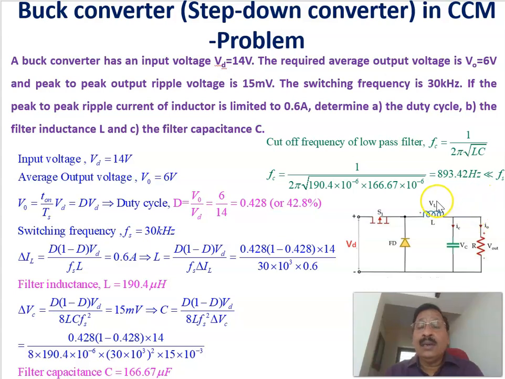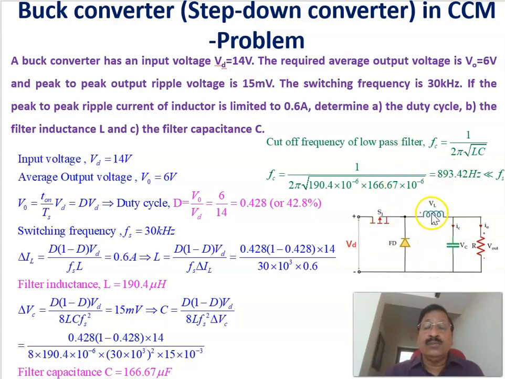What is the cutoff frequency of the low pass filter? The LC forms a low pass filter. What is the cutoff frequency? 1 by 2 pi root of LC. Substituting that, we will get it equal to 893.42. This is much less than the switching frequency, 30 kilohertz. That is why the design is correct.